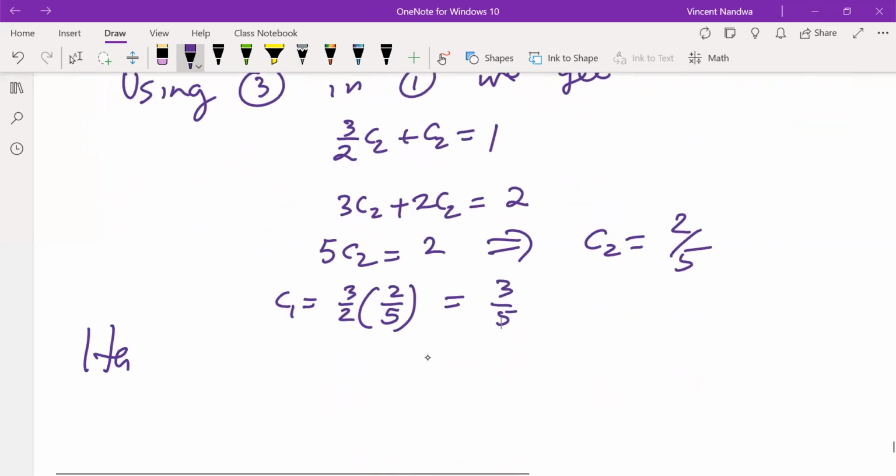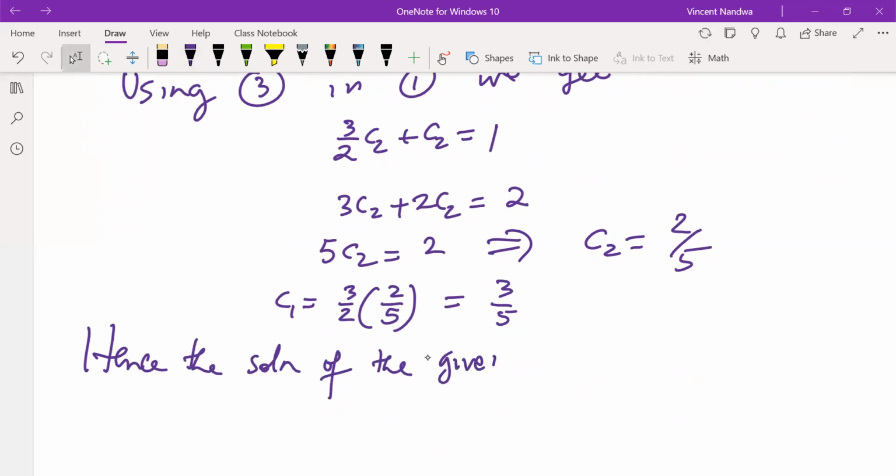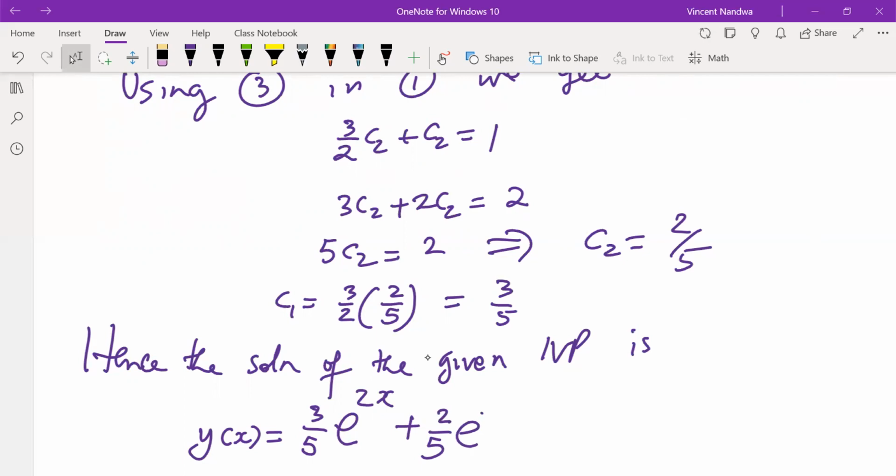So hence the solution of the given initial value problem is y of x equals c1, which is 3 over 5, e raised to power 2x plus c2, which is 2 over 5, e raised to power minus 3x.